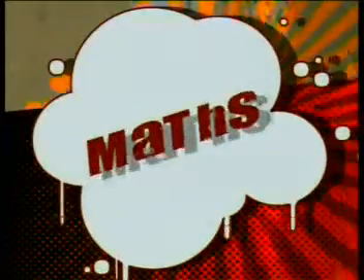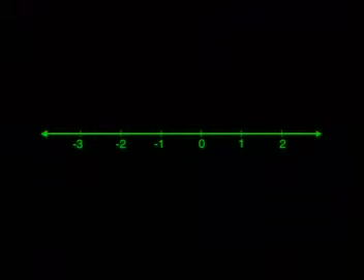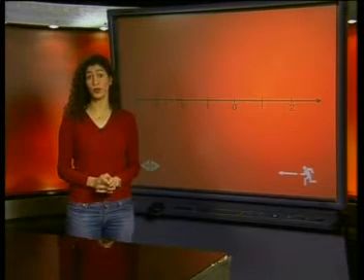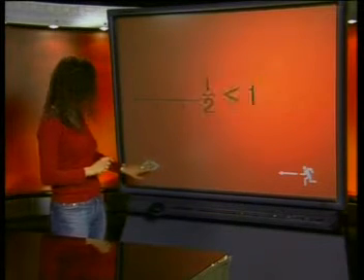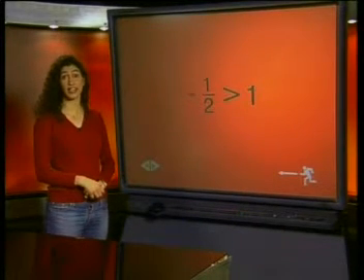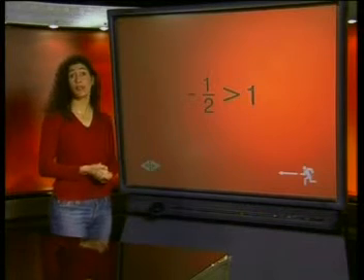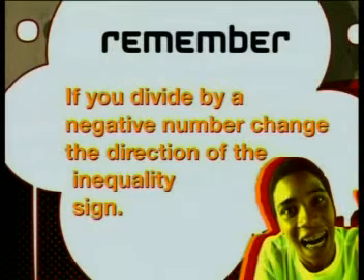Let's take a look on the number line. No, 1 is definitely bigger than minus a half. So how do we make the inequality true? Again, we need to change the inequality sign. So, just like when you multiply with a negative number, if you divide by a negative number on both sides of an inequality, you have to change the direction of the inequality sign. Otherwise, your inequality is no longer true.